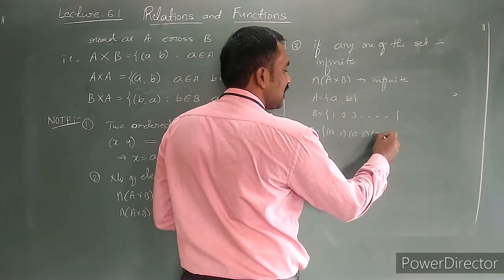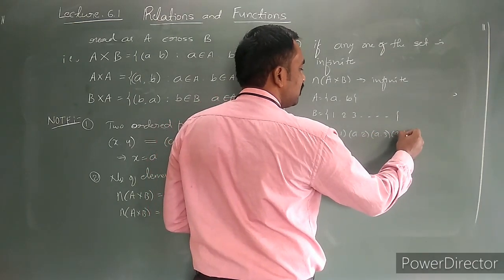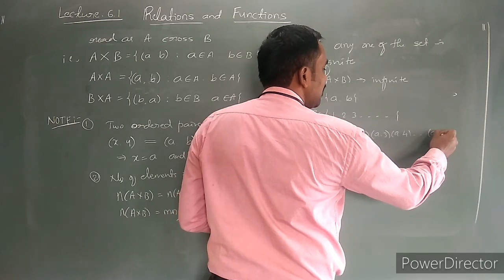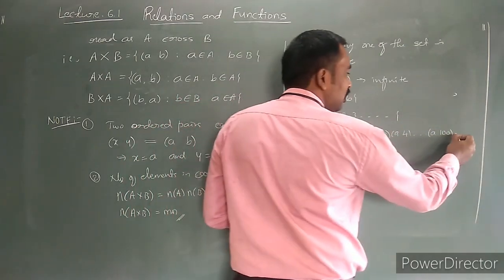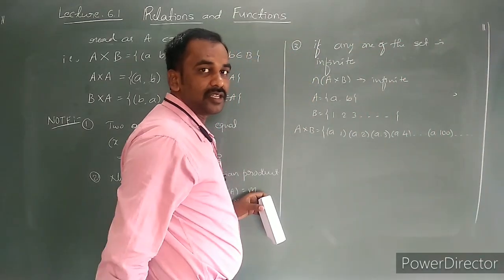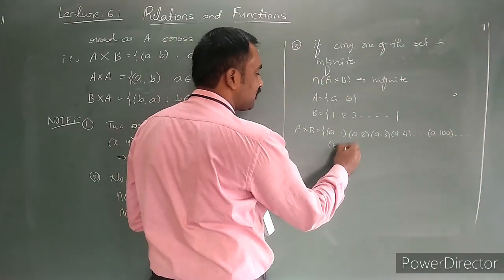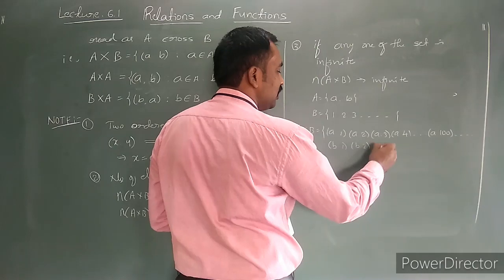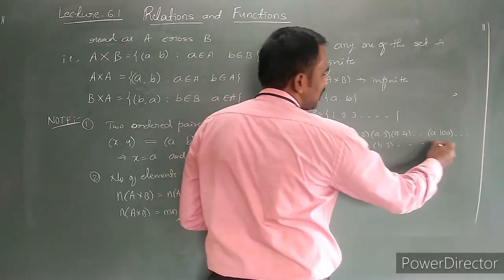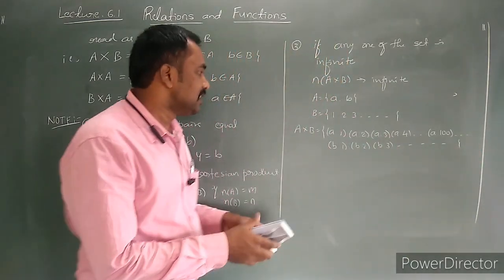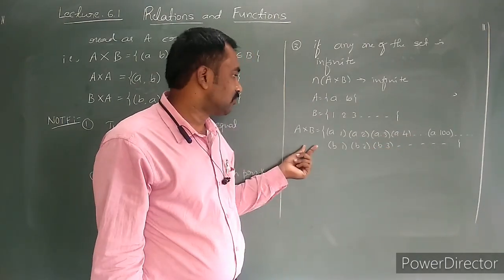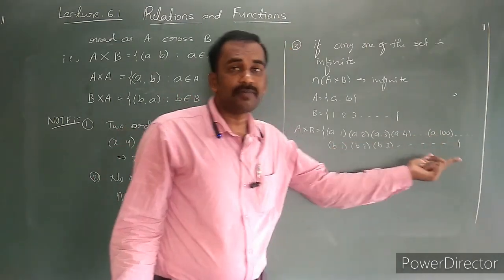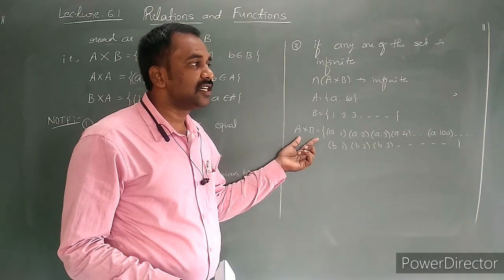a, comma 1, a, comma 2, a, comma 3, a, 4, like that. How many times? a comma 100. Is 100 in this set? Yes. Like that, how many times do you have to write? Up to infinity. Similarly, we can write b comma 1, b comma 2, b comma 3, like that. You can write so many ordered pairs. Is it a finite set or an infinite set? It is an infinite set because we are getting an infinite number of ordered pairs.